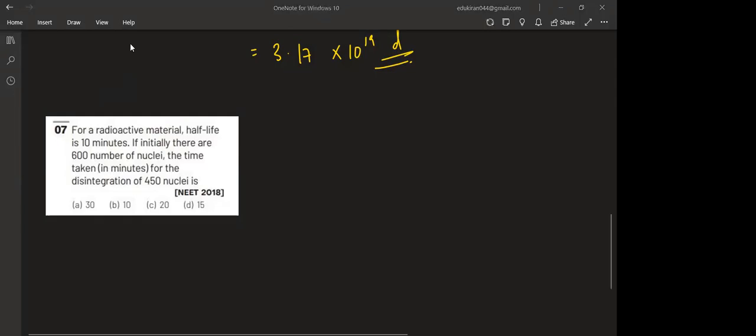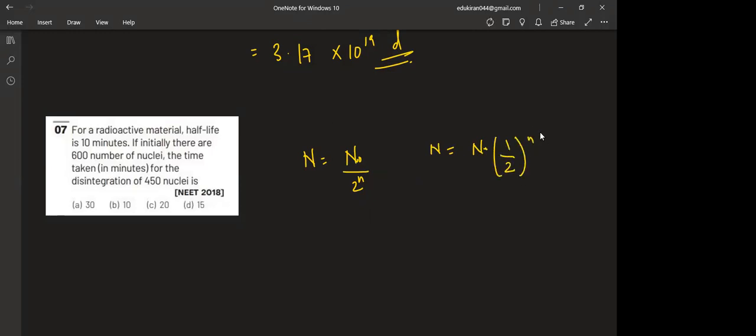See, this question says that for a radioactive material, half-life is given as 10 minutes. If initially there are 600 nuclei, find the time taken in minutes for the disintegration of 450 nuclei. After half-life, the number of nuclei that are left undecayed, we use the formula N = N₀/2ⁿ, or you can write this as N = N₀ (1/2)ⁿ. This formula is used.